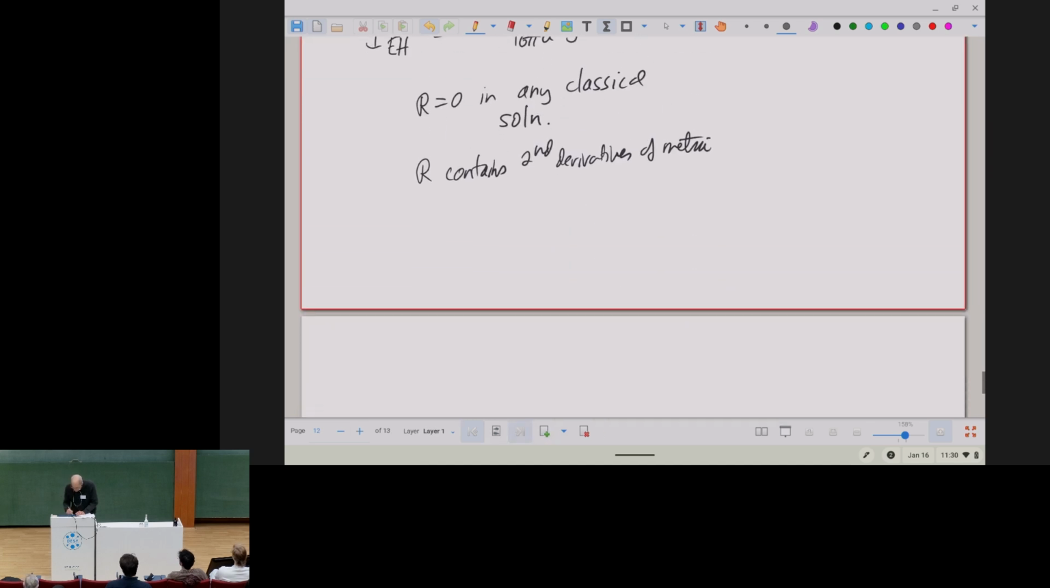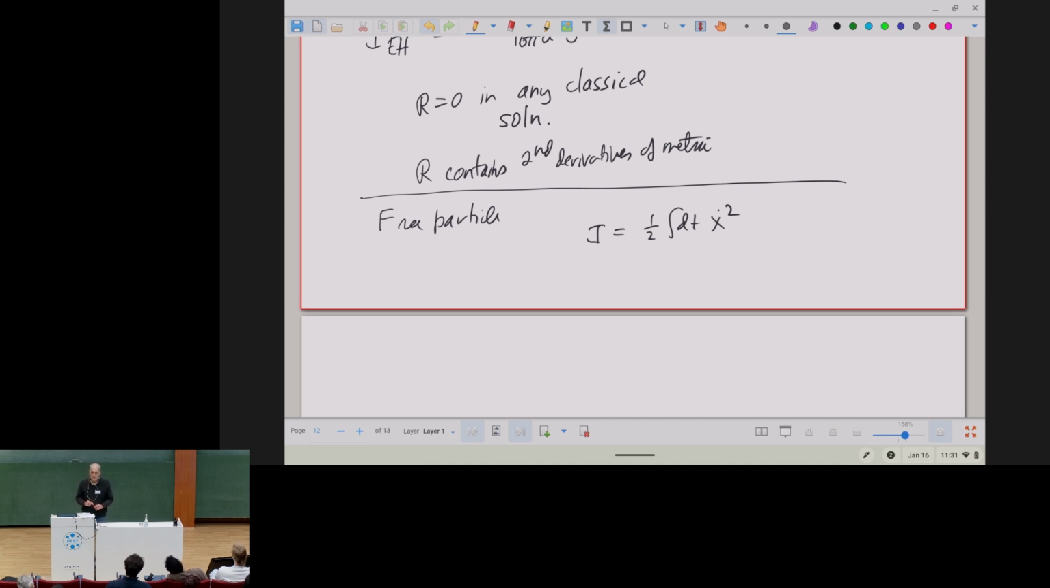So for a free particle, well, here's a good action for a free particle. Now I'm going to write down a bad action from which you can derive the same Euler-Lagrange equation, but you'll have trouble if you try to use it quantum mechanically. So I1 is the good action. I2 will be the bad action. If you try, you'll discover that from I2 you can get the same Euler-Lagrange equation as from I1.